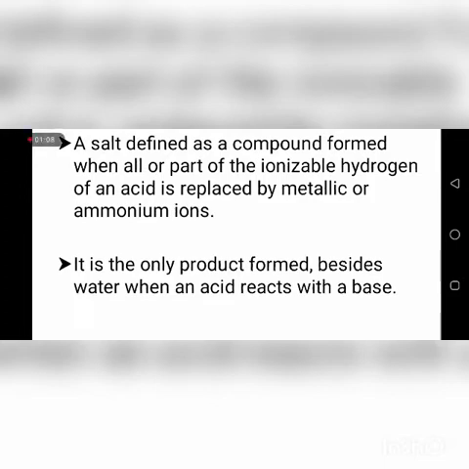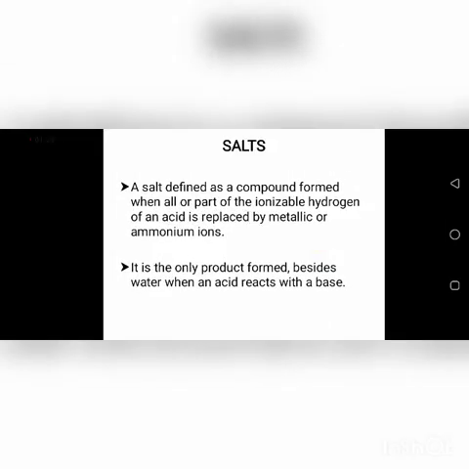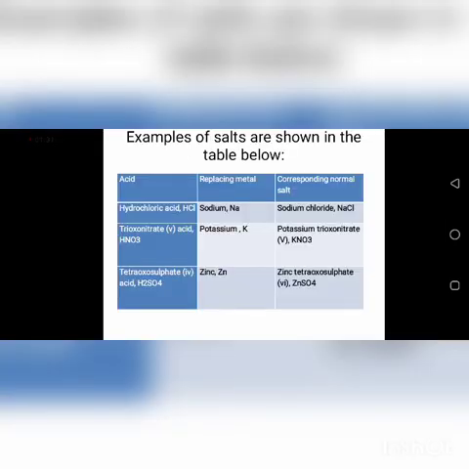One of the ways in which salt can be formed is a neutralization reaction. It is a product formed besides water when an acid reacts with a base. When an acid reacts with a base, in a reaction that we call neutralization, a salt is formed in addition to water. So now let us see examples of salt.